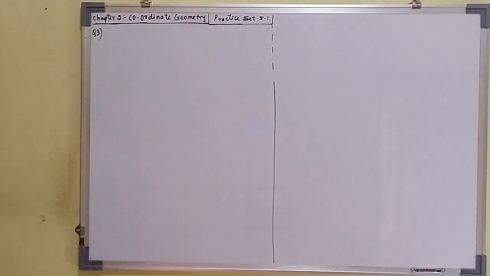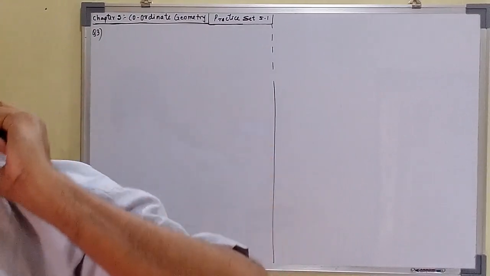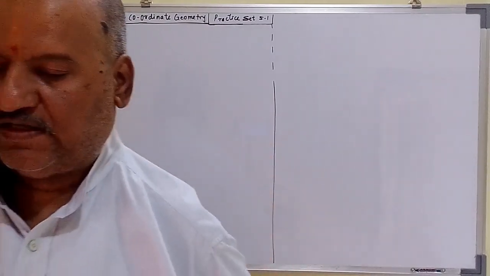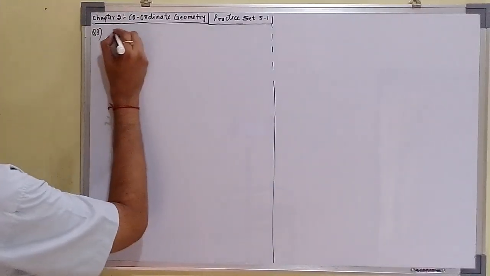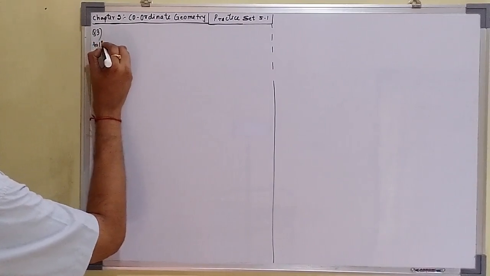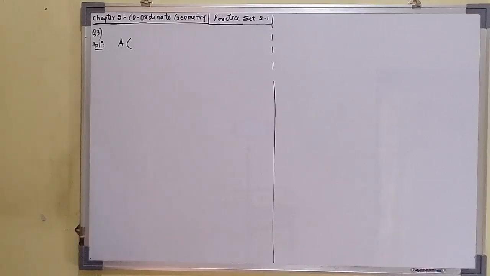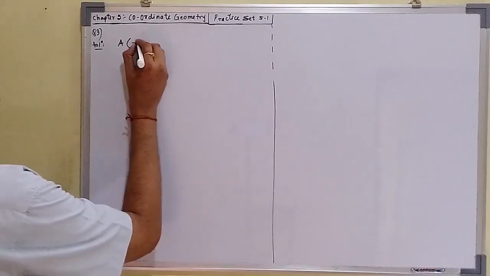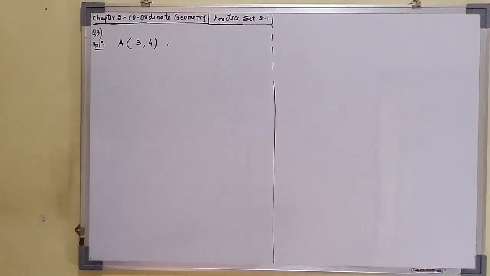उन्होंने दिया है अपने को, find the point on x-axis. ध्यान रखो, now find the point on x-axis which is equidistant from A, that is -3, 4 and B is 1 and -4. So solution, A का कोऑर्डिनेट क्या है भाई? -3 and 4. And B is 1 and -4.